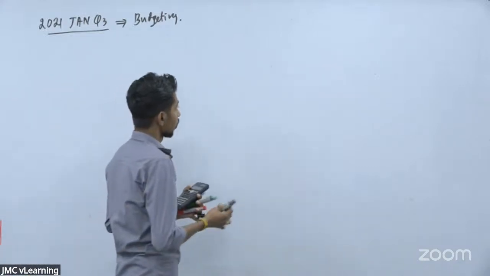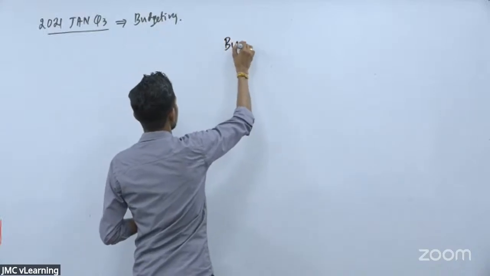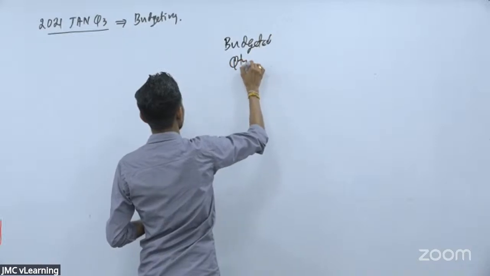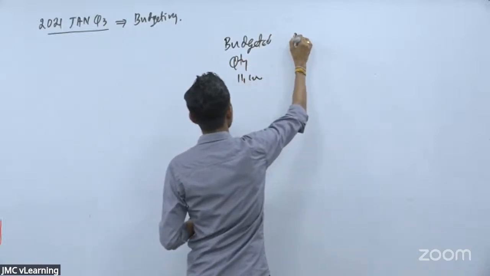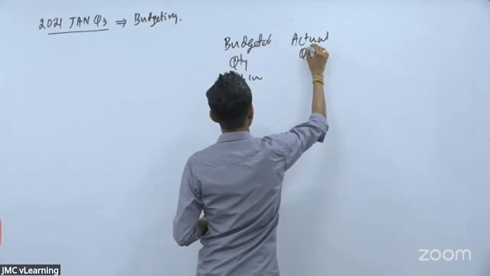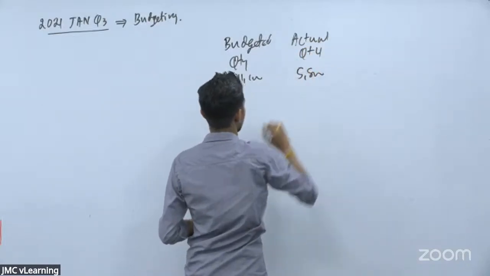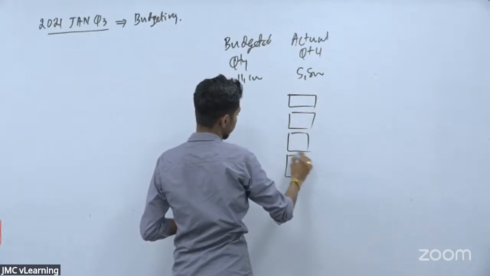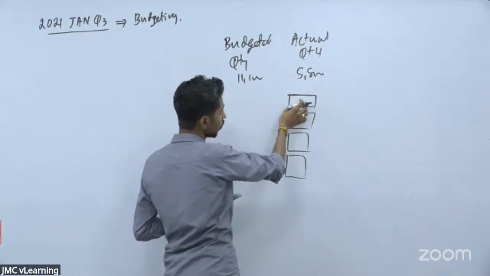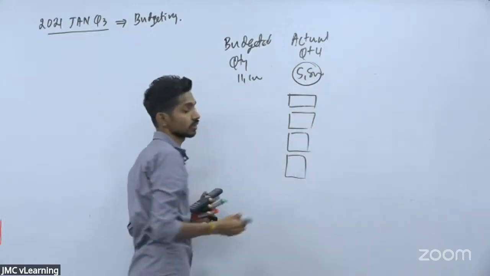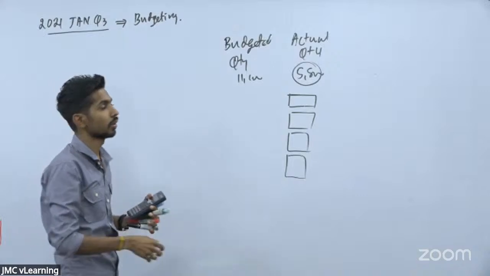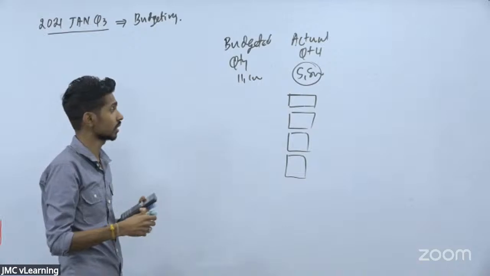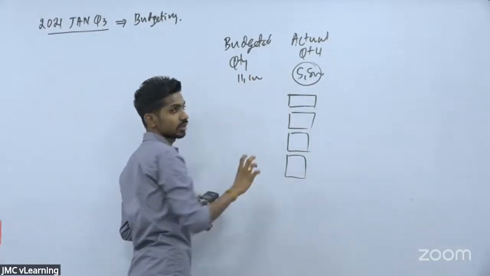Okay, the problem is, the budgeted quantity is how much? 11,000. The actual quantity is how much? 5,800. The actual information is on behalf of how many units? 5,800. But we established the budget on behalf of how many? 11,000. Can we compare them? Yes, we can compare.